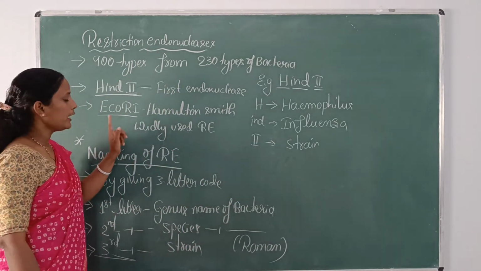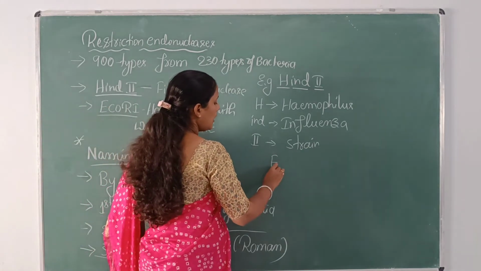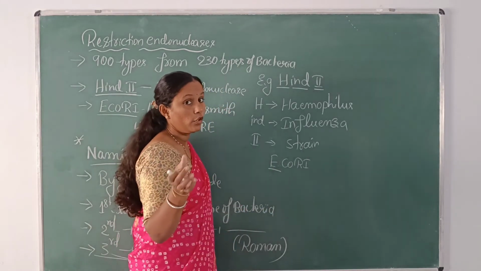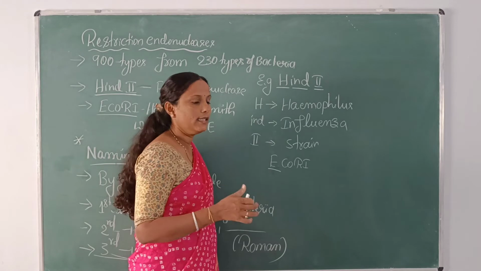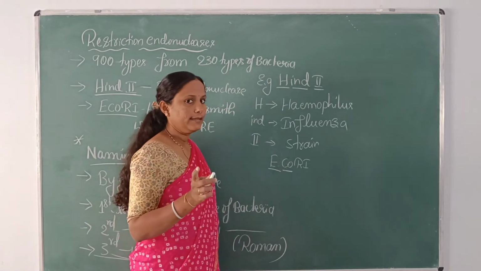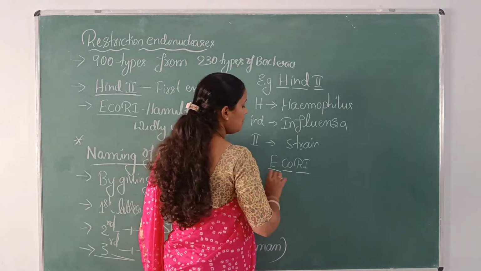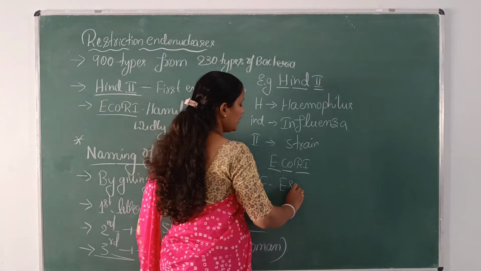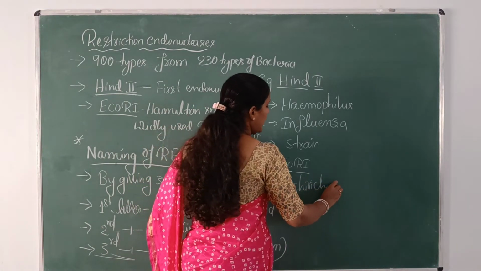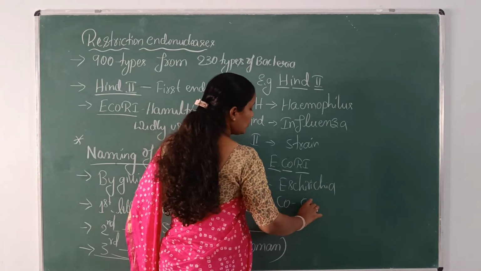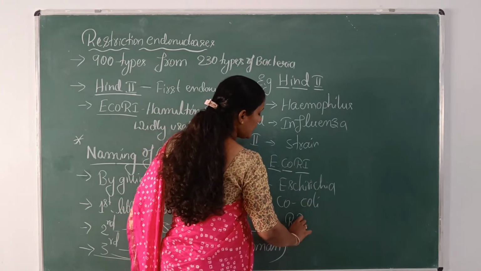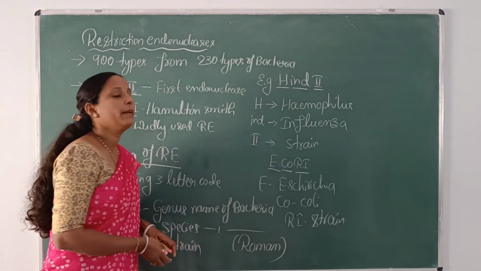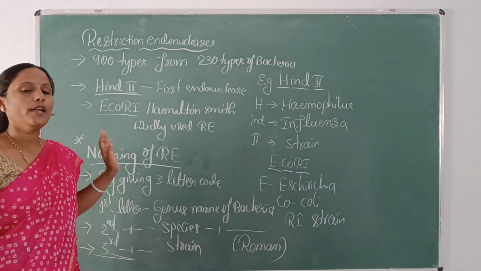And one more example, let us take EcoRI. So here in EcoRI, there are 3 letters. First is E, and it is always written as a capital letter because it is a genus name. And the second is 'co', which is the species name, and RI is the strain name. So here E indicates Escherichia and 'co' indicates coli, and RI is the strain. So this is how the naming is given to the restriction endonucleases.